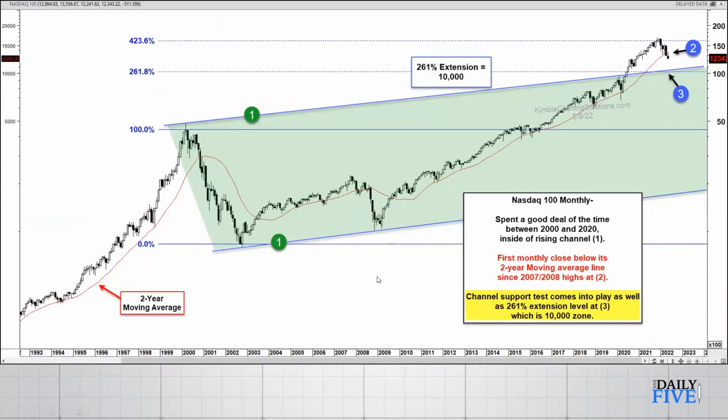Let's take Fibonacci and apply it on the Nasdaq to the 2000 dot-com highs, the 2003 lows after a 90% retracement. Apply Fibonacci. Should it be a surprise, everybody, that it peaks out? It appears to peak at the 423 extension level, and then this is its 2-year moving average. And so this is the first time since the financial crisis that it's closed below, on a monthly basis, its 2-year moving average. Big support test. I'm going to be interested in tech if it reaches, and the NDX is at 10,000.